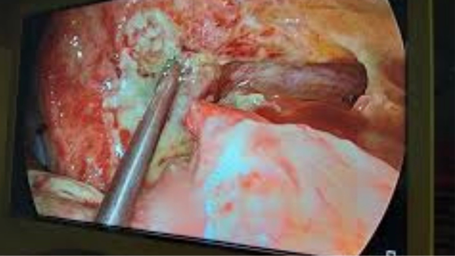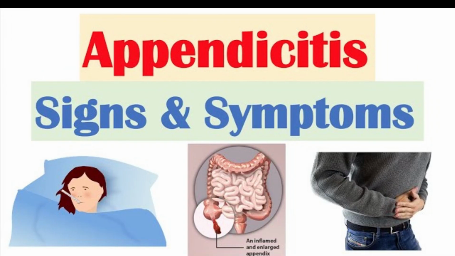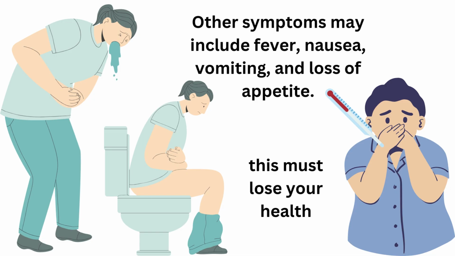Appendicitis is a serious condition that requires prompt medical attention. If left untreated, the appendix can rupture, leading to potentially life-threatening complications such as peritonitis, infection of the abdominal cavity. The most common symptom of appendicitis is abdominal pain, often starting near the navel and then migrating to the lower right side of the abdomen. Other symptoms may include fever, nausea, vomiting, and loss of appetite.